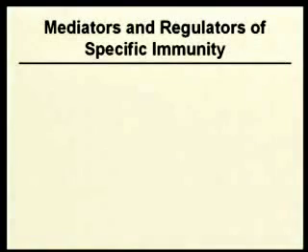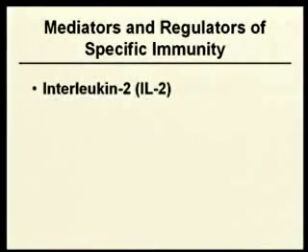Okay, switch gears a little bit, the last few minutes. We'll talk about some of the mediators of the specific immune response. Some of these are the same as the ones we just discussed for the innate. We'll discuss their roles and how they affect the acquired immune response. The big one here is interleukin 2. This is one of the first cytokines that was recognized, and it was believed to be one of the main activators of T cells. So you'll hear a lot about interleukin 2.